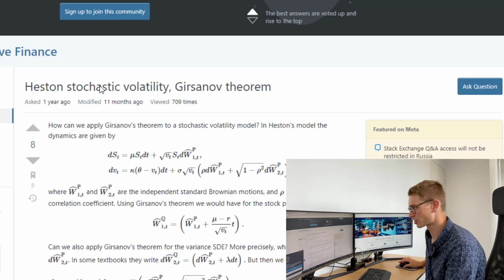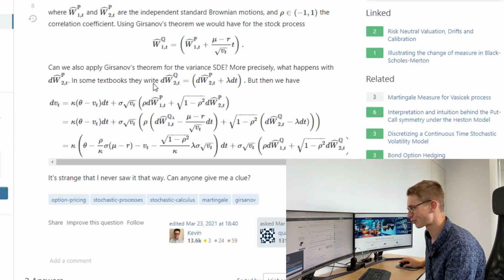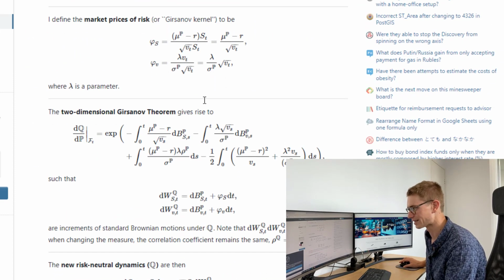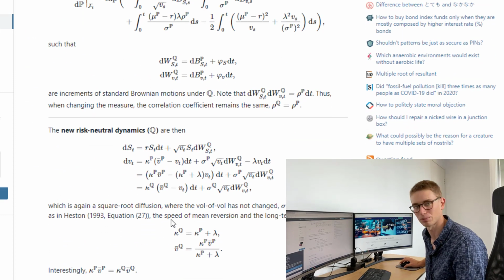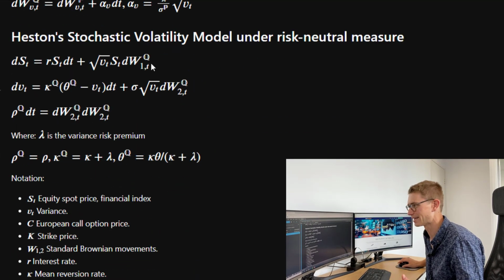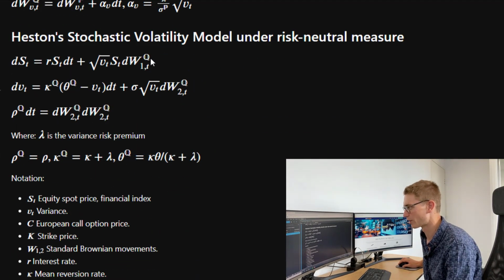Now here on Stack Exchange, someone called Kevin has gone through this solution for us using Girsanov's theorem. If you would like a detailed approach on how to do that, please take a look at the link in the description. Once we've applied those translations, we can get our SDE under the risk neutral pricing framework, so under the Q probability measure. So here are our SDEs.